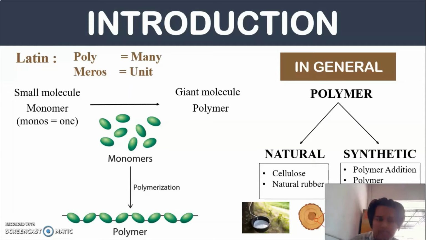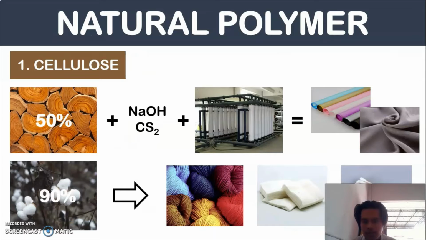In general, polymers are divided into two parts, natural and synthetic. Natural consists of cellulose and natural rubbers, and the synthetic consists of polymer addition and polymer condensation. The first one is about natural polymers. There is cellulose. Cellulose is a polysaccharide that is often found in plant cell walls. In wood, cellulose makes up about 50%, and cotton contains almost 90% cellulose.